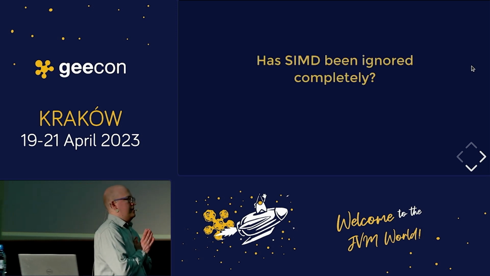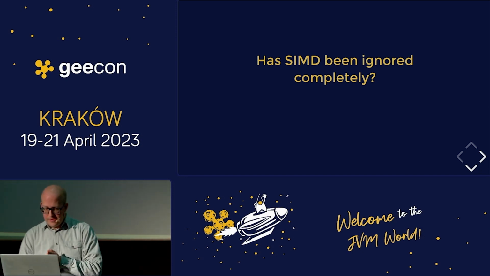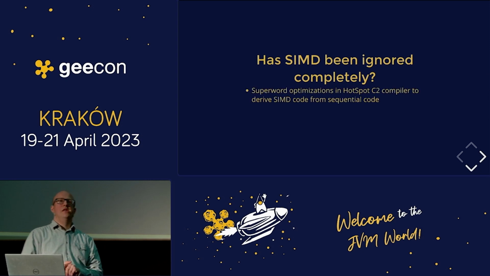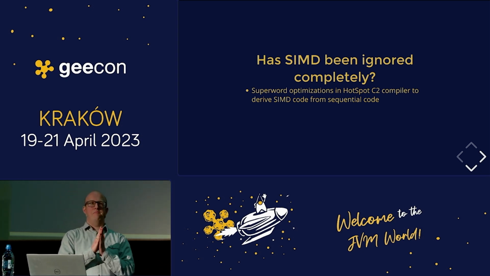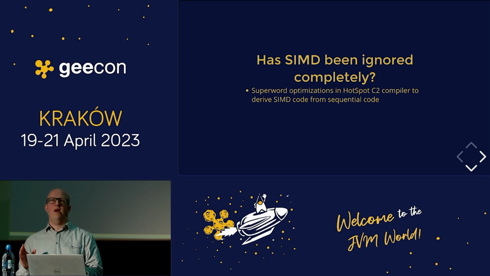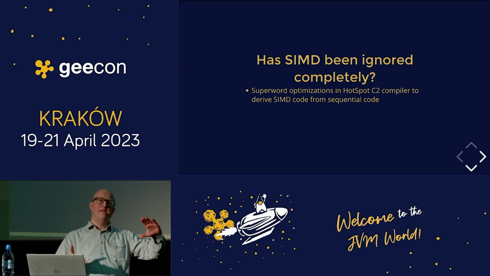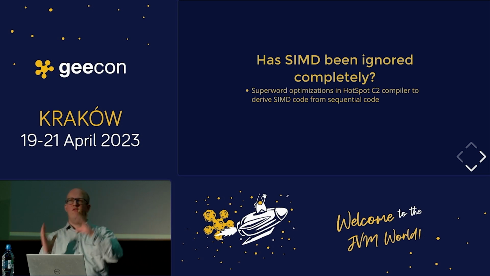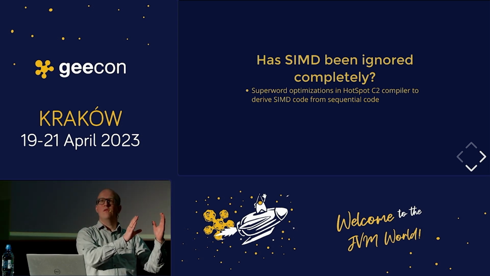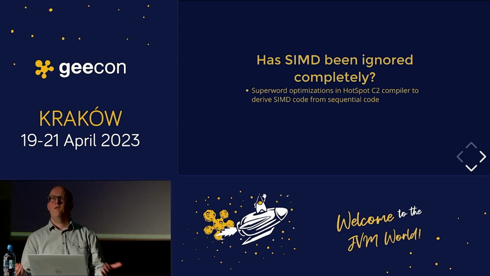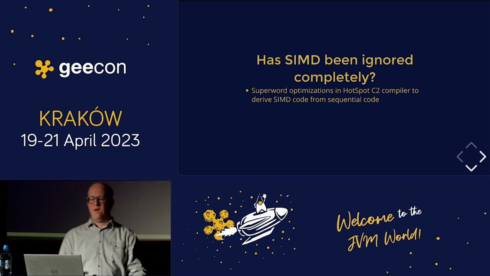But have SIMD instructions been ignored completely? I would lie to you if I would say yes. They are present in Java. There are so-called superword optimizations. Those are the types of optimization that your C2 compiler can do when it is running your code. For example, when it sees some certain pattern in the code, it can exchange this pattern with the pre-compiled platform native CPU code. Yeah, and this code most often contains SIMD instructions just to speed up things.